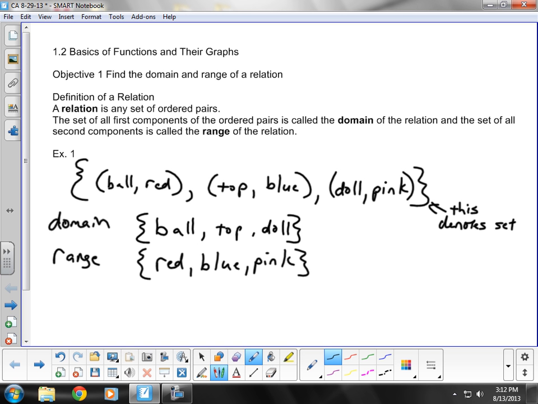So now I'd like for you in your books, on page 114, I want you to look at checkpoint 1, and write down the domain and range of the relation. So you'll need to pause the video and do that.